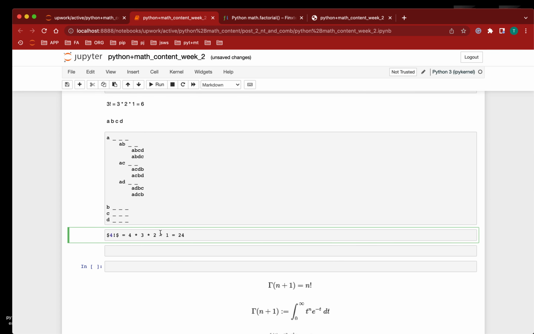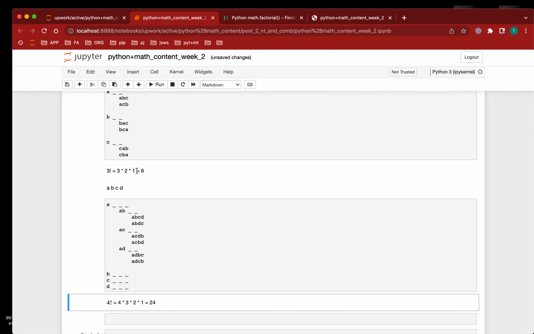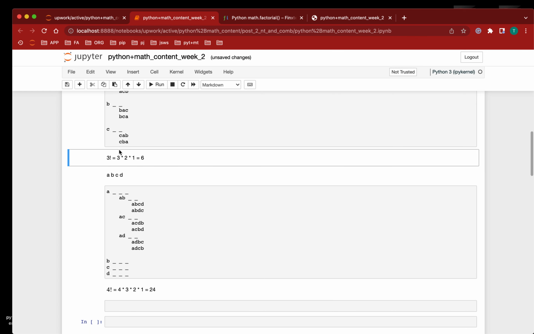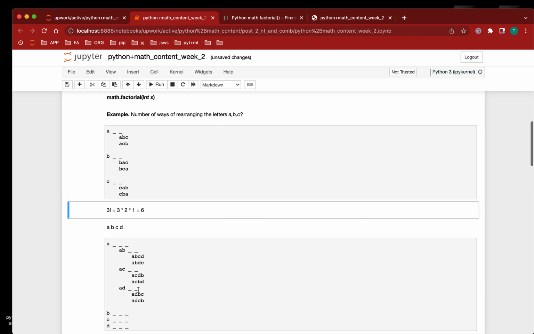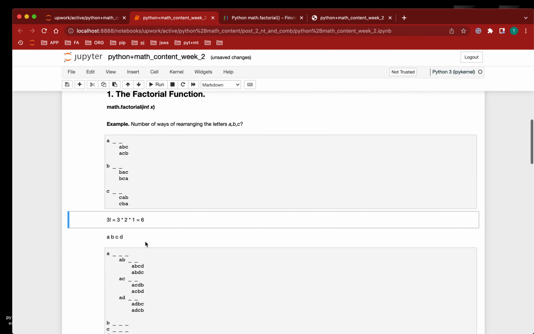The main point here is that expressions like this, where you multiply 1 through some integer n, in this case 3 and in this case 4, are very useful in discrete math. And so we give them a special notation. We write an exclamation mark next to the number we want to multiply up to, and we call them 3 factorial and 4 factorial respectively. So this is what the factorial function does.